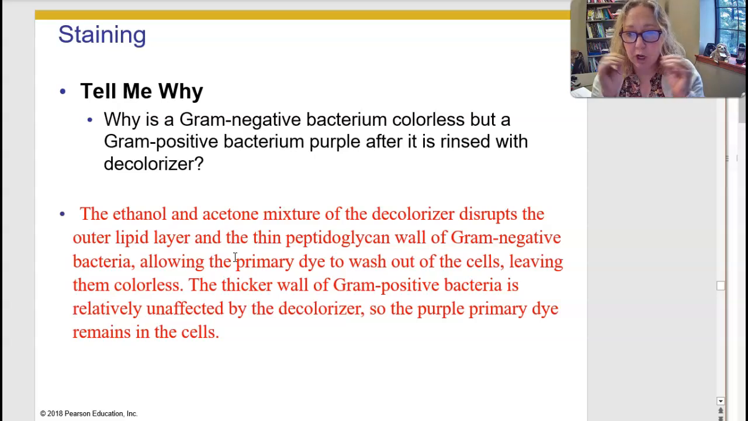Then when you wash the purple away, the primary dye washes out because it's not grabbed on, because there's no peptidoglycan for it to attach to. And then they're colorless. So you will have purple and colorless. The thicker wall of that gram-positive bacteria is unaffected by the decolorizer because it has really absorbed it, and you can decolorize it all day long and it's like, whatever, this is the color I'm staying. So the purple stays because it's attached to the peptidoglycan, and the gram-negative doesn't have any peptidoglycan to attach to. So it becomes colorless until you add the safranin, which makes it pink.